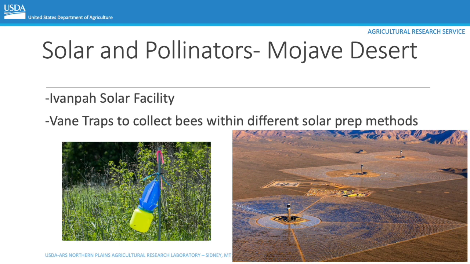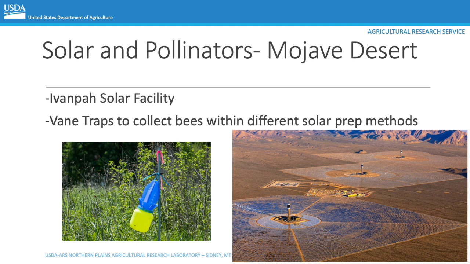Okay, so I've talked about a prairie restoration project, which is analogous to natural gas and oil pipelines. Talked about cellulosic biofuels that were grown in Mississippi. And so the last project that I'll just quickly share with you is looking at the development of solar facilities and the impacts it has on pollinators. All of this work was done in the Mojave Desert in California. It was done on the Ivanpah Solar Facility, which is one of the largest solar facilities in the world. And so in the bottom right picture is an actual photo of part of the Ivanpah Solar Facility.